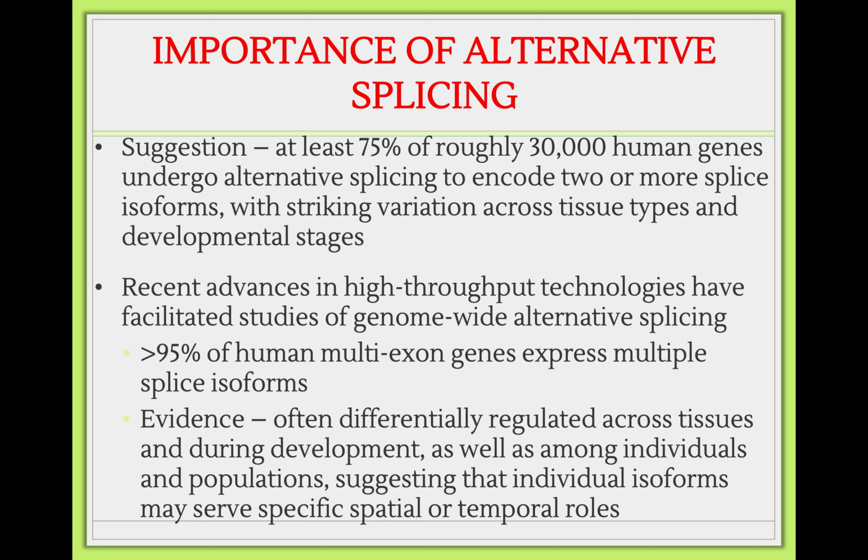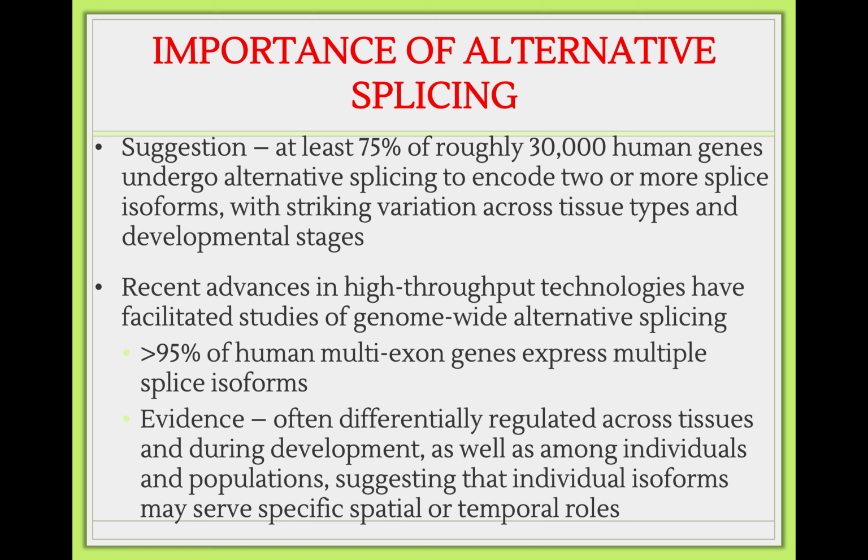So how is alternative splicing important? Even though it is suggested that at least 75% of around 30,000 human genes that have been recognized undergo alternative splicing, this results in 2 or more splice isoforms with striking variation across tissue types and developmental stages. This would explain why we are different from one another, even siblings.